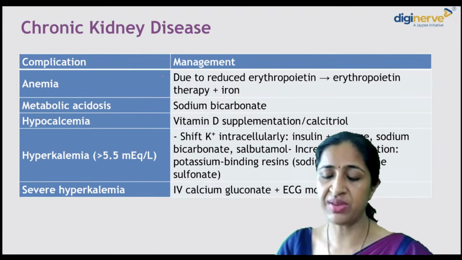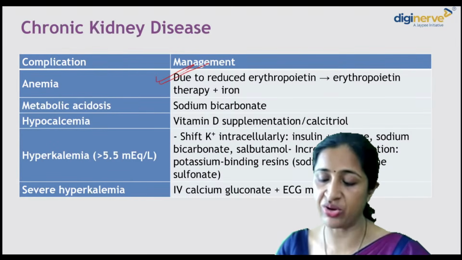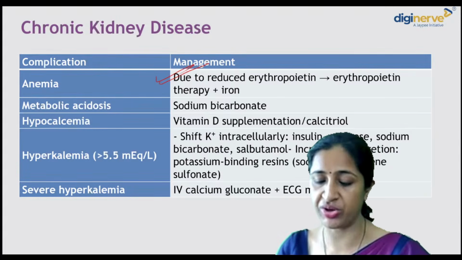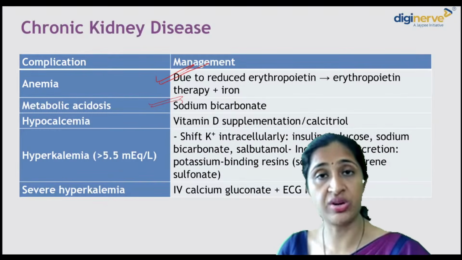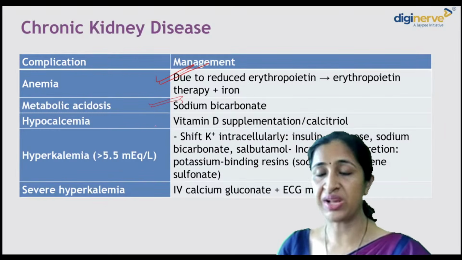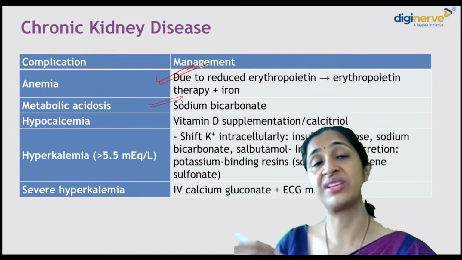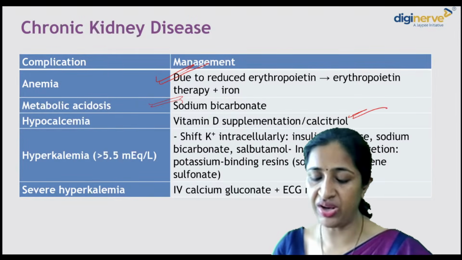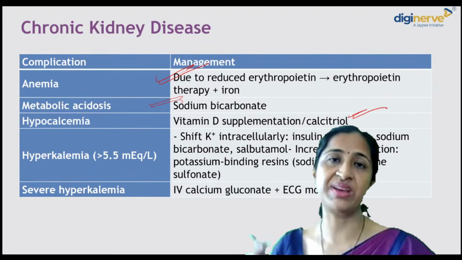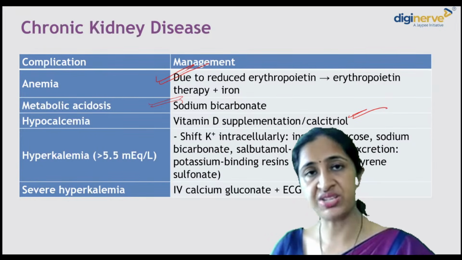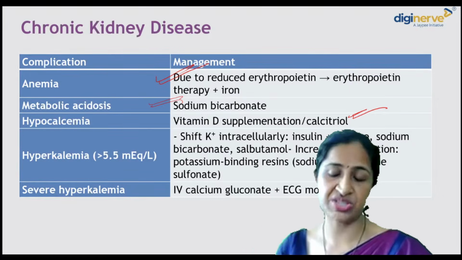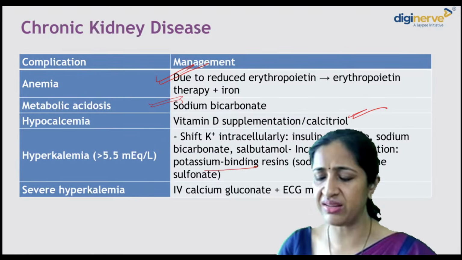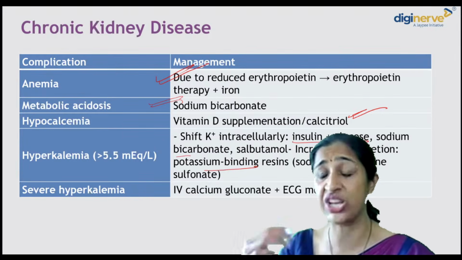How do you treat anemia? You have to give erythropoietin. Iron will not help. Iron is only supplemental over the erythropoietin. Acidosis, you may need oral soda bicarb. Hypocalcemia, with vitamin D or that 1,25-dihydroxycholecalciferol, which is calcitriol. Hyperkalemia, make sure that you avoid potassium containing foods and drive the potassium intracellularly using potassium binding resins and insulin plus dextrose if it is acute.